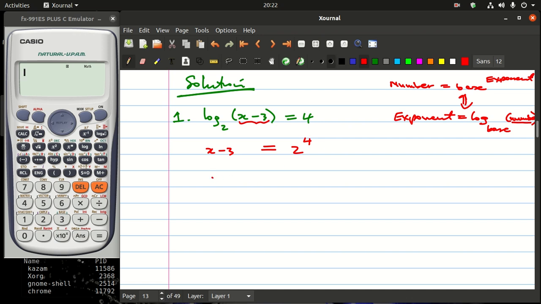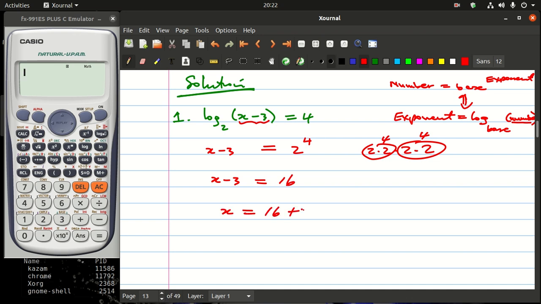So if you look into this, I have x minus 3 is equal to 2 to the power 4. This is 2 times 2 times 2 times 2. 2 times 2 is 4, 2 times 2 is 4, and 4 times 4 is 16. So we have a 16 here. So our x is going to be 16 plus 3, or x is equal to 19. So that's how easy this thing is.